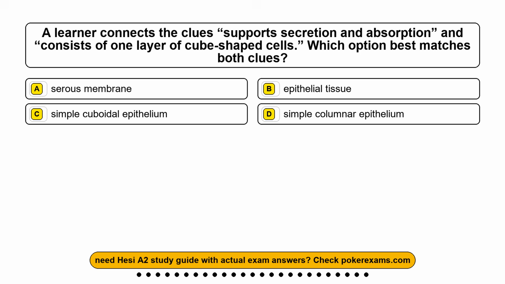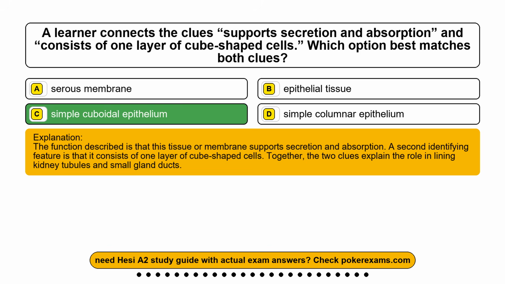Question 13. A learner connects the clues supports secretion and absorption and consists of one layer of cube-shaped cells. Which option best matches both clues? Option A, serous membrane. Option B, epithelial tissue. Option C, simple cuboidal epithelium. Option D, simple columnar epithelium. The correct answer is option C, simple cuboidal epithelium. The function described is that this tissue or membrane supports secretion and absorption. A second identifying feature is that it consists of one layer of cube-shaped cells. Together, the two clues explain the role in lining kidney tubules and small gland ducts.